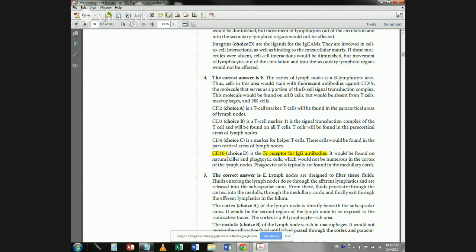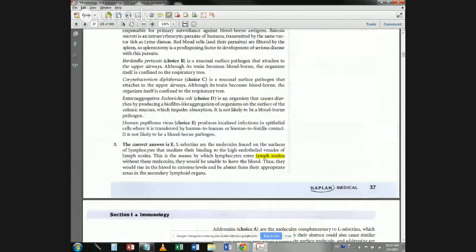It would be found on natural killer cells and phagocytic cells, which could be macrophages and neutrophils, which would not be numerous in the cortex. Where would they be? Of the lymph nodes. Phagocytic cells typically are found in the medullary cords. Remember that. They're found in the medullary cords of the lymph nodes. Good to know. Moving on to question number 5.